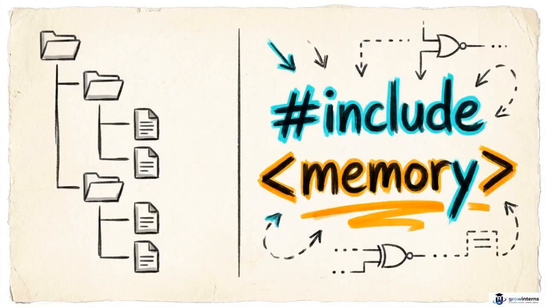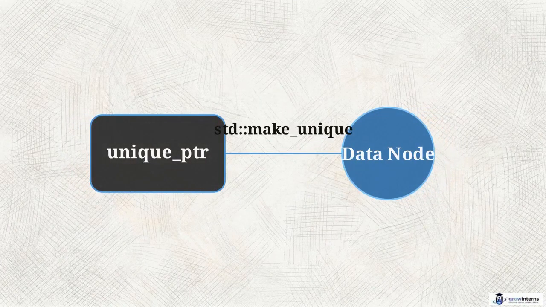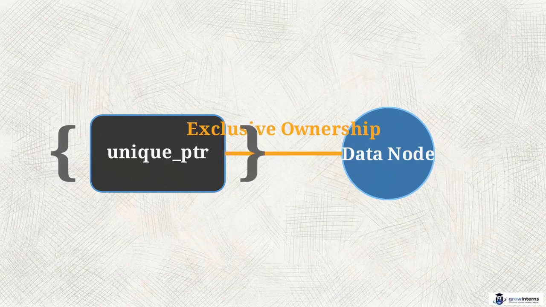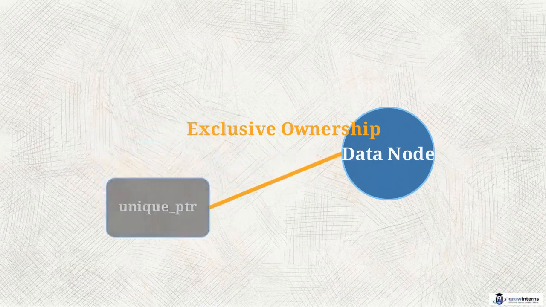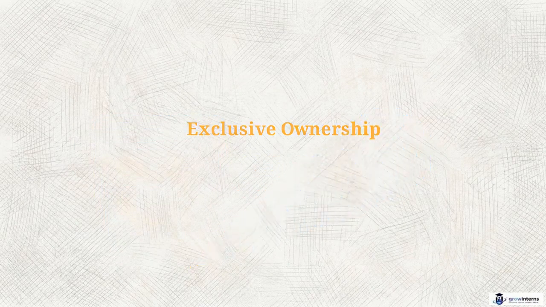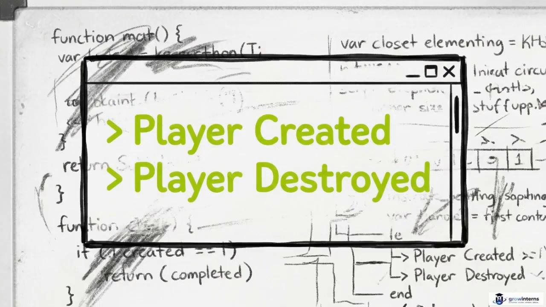Let's fix this. First, go to the top of your file and include the memory header. This gives us access to smart pointers. Now we remove that raw pointer. In its place, we create a unique pointer using the std::make_unique function. This creates exclusive ownership. As the pointer goes out of scope, it takes the object down with it. If we run our code with that exact same early return statement in place, the destructor fires automatically.